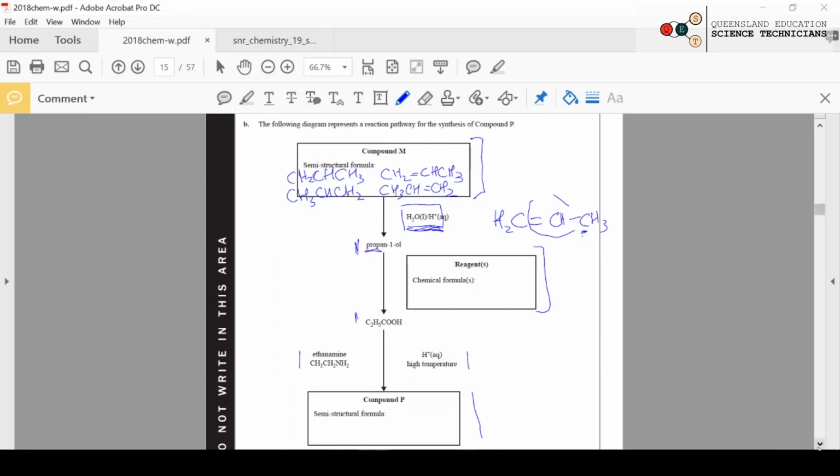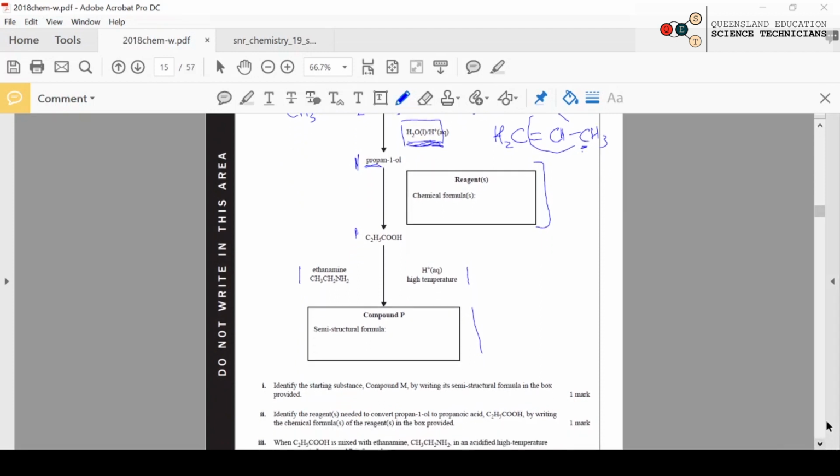The second question we're asked is to identify the reagents needed to convert propan-1-ol to propanoic acid by writing the chemical formulas of the reagents in the box provided. If I'd just written the names, I wouldn't have been answering the question. I have to write the chemical formula, and it's giving us a hint that there may be more than one reagent. To convert propan-1-ol, a primary alcohol, to a carboxylic acid, we need to oxidise with an oxidising agent. Our oxidising agents need to be acidified, so we're going to have hydrogen ions present.